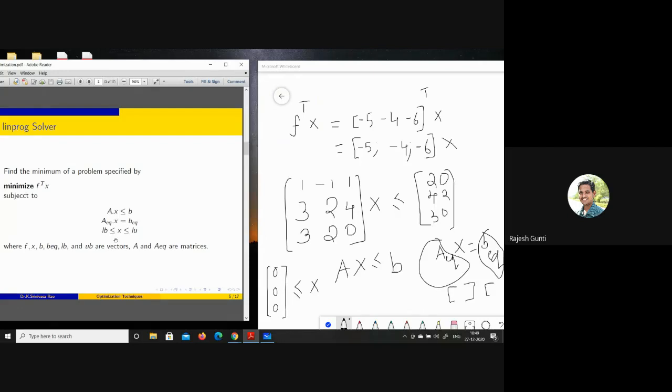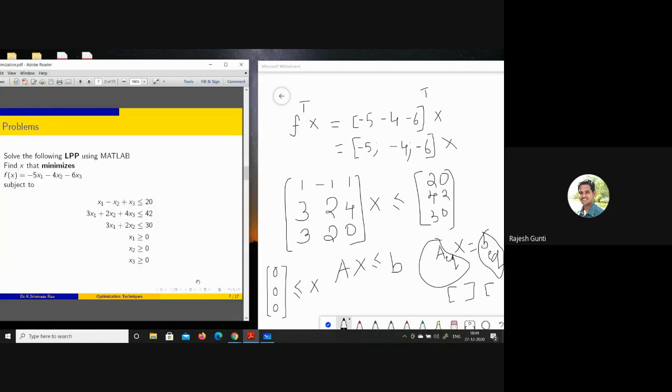Lower bound is less than or equal to x, less than or equal to upper bound. UB, not LB, upper bounds. Upper bounds are not there in this problem. Only lower bounds are present, that is 0, 0, 0, that is zeros of 3 comma 1. This one. Now, this is the first step.